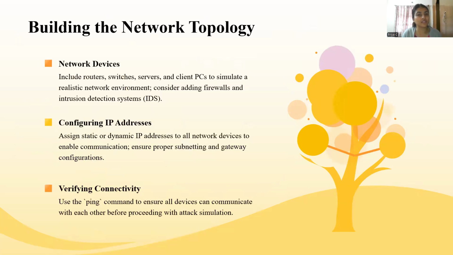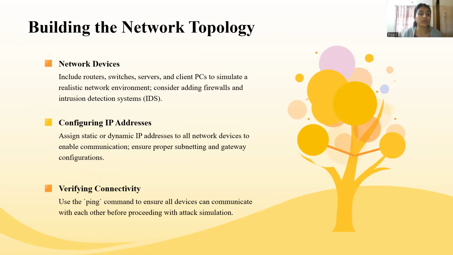So let us discuss building the network topology within Cisco Packet Tracer. There are mainly three parts. First is network devices. In this, we include routers, switches, servers, and client PCs to simulate a realistic network environment. Consider adding firewalls and an intrusion detection system.